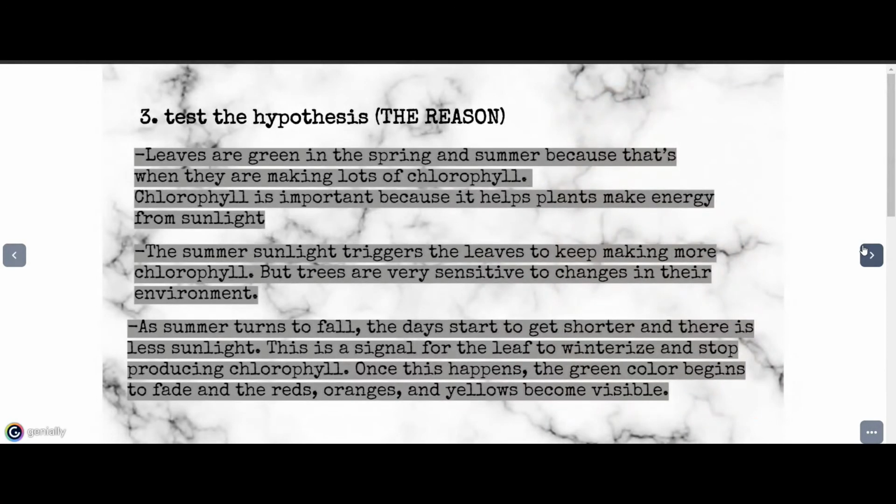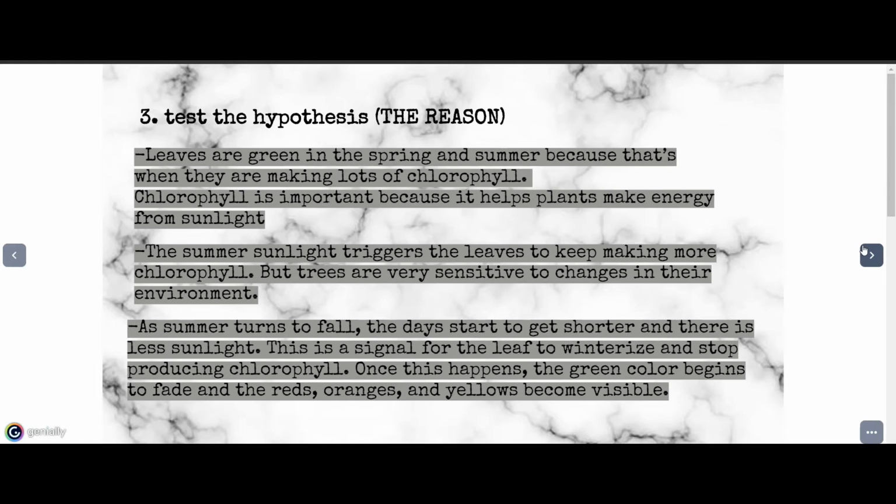In number 3, I have tested the hypothesis and I've got the reason. Leaves are green in the spring and summer because that's when they are making lots of chlorophyll. Chlorophyll is important because it helps plants make energy from sunlight. The summer sunlight triggers the leaves to keep making more chlorophyll, but trees are very sensitive to changes in the environment. As summer turns to fall, the days start to get shorter, and there is less sunlight.